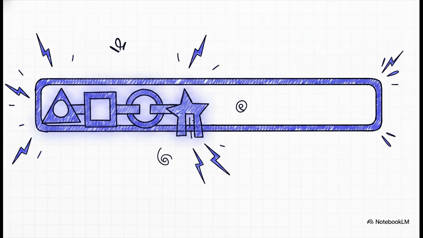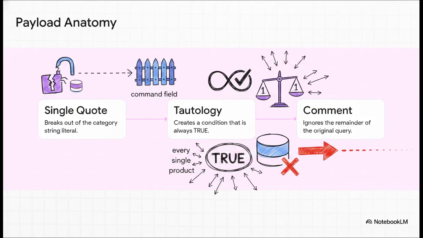We're going to inject this highly specific string of characters directly into the website's URL, right where the category name usually goes. The anatomy of this exploit is brilliantly simple when we actually break it down step by step. Step 1 is that single quote. In SQL, single quotes tell the database exactly where a piece of text begins and ends.